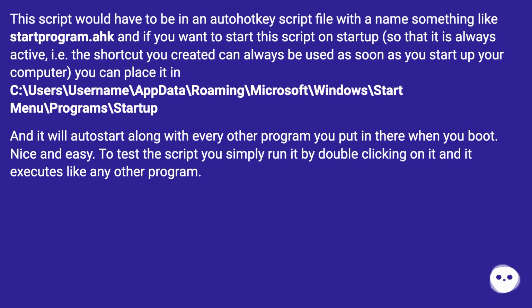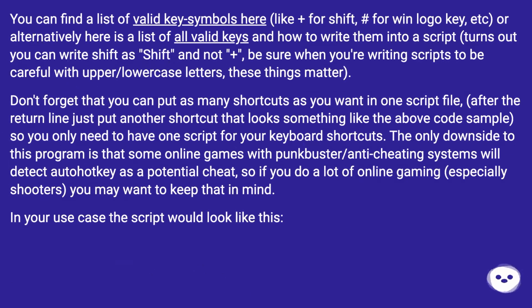you can place it in C:\Users\username\AppData\Roaming\Microsoft\Windows\Start Menu\Programs\Startup. And it will auto-start along with every other program you put in there when you boot. Nice and easy. To test the script, you simply run it by double-clicking on it and it executes like any other program. You can find a list of valid key symbols here, like +4 shift, #4 win logo key, etc.